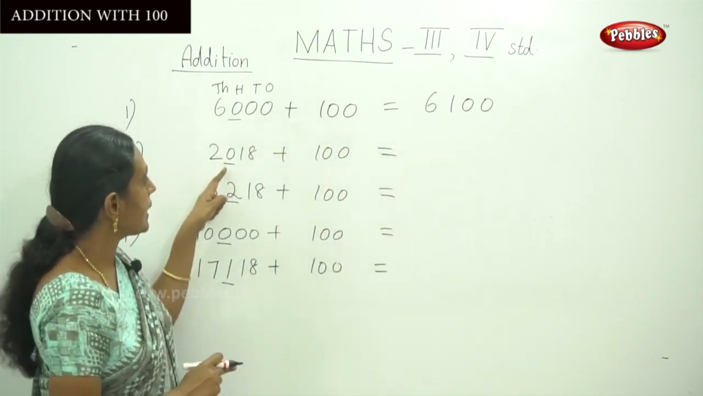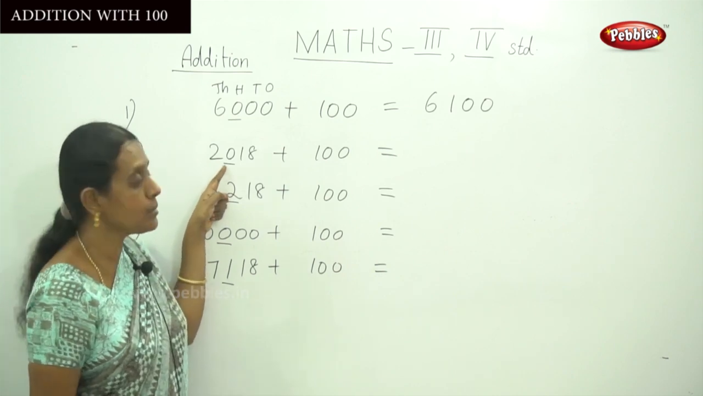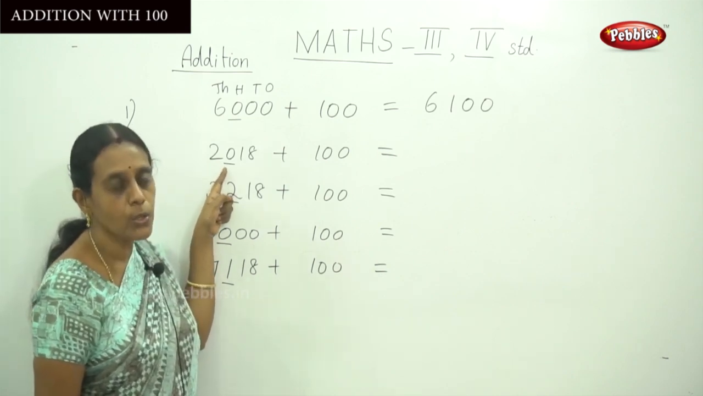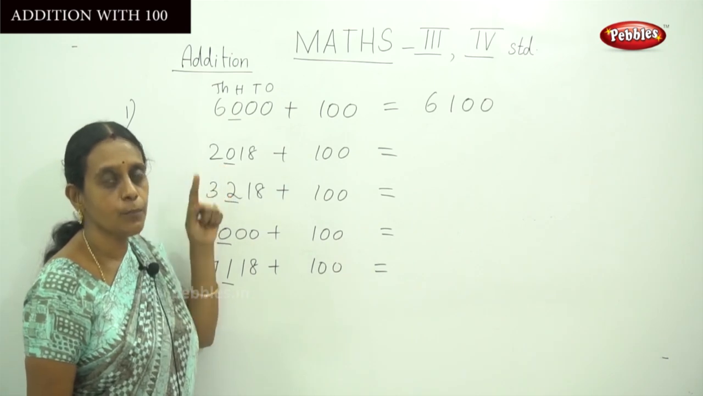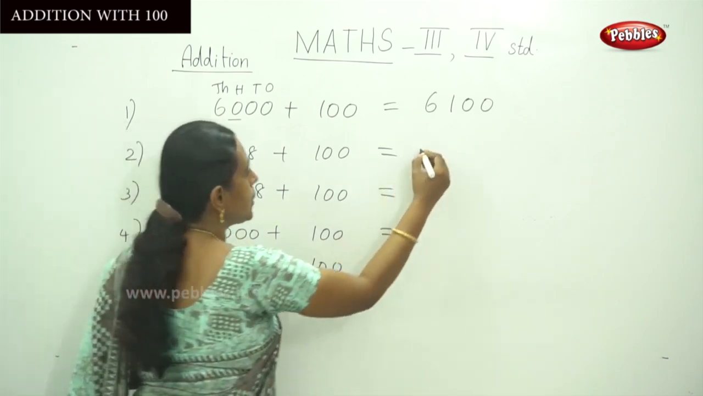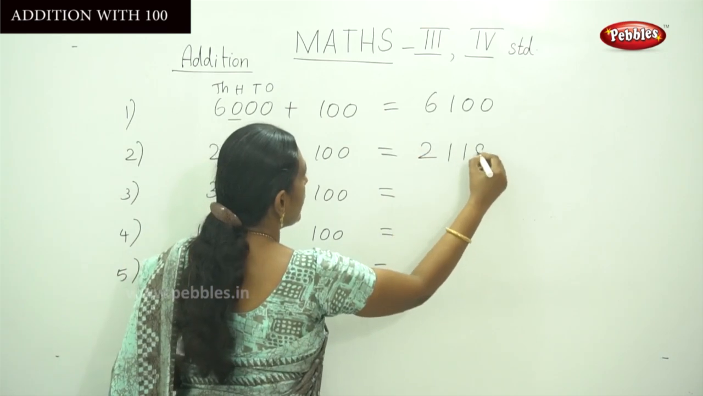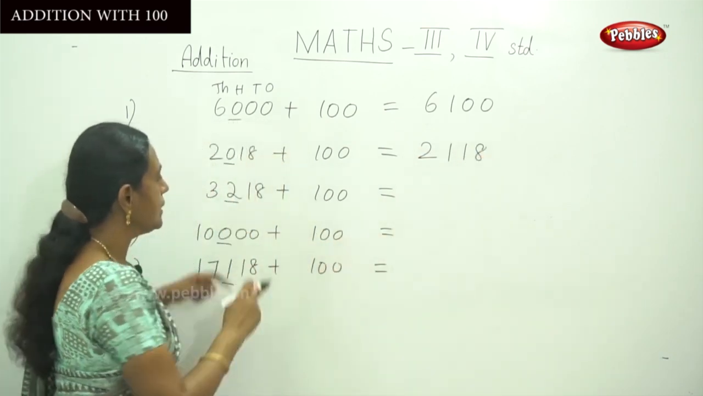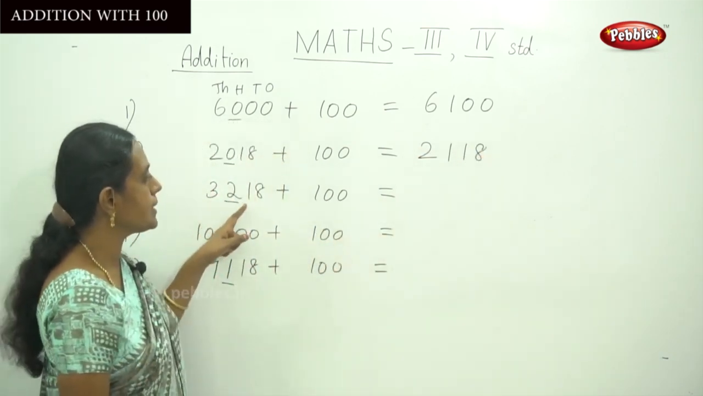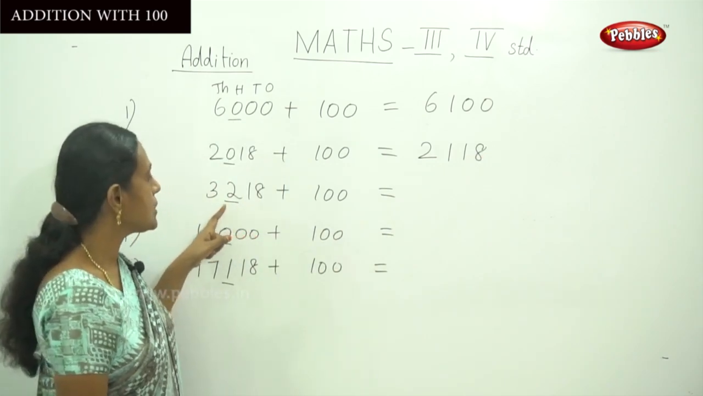And the second number, this is a 100 place number, here also that is 0. So next 10 means you put 1. So 2118. And the next one, that is 3218. So that is 2.